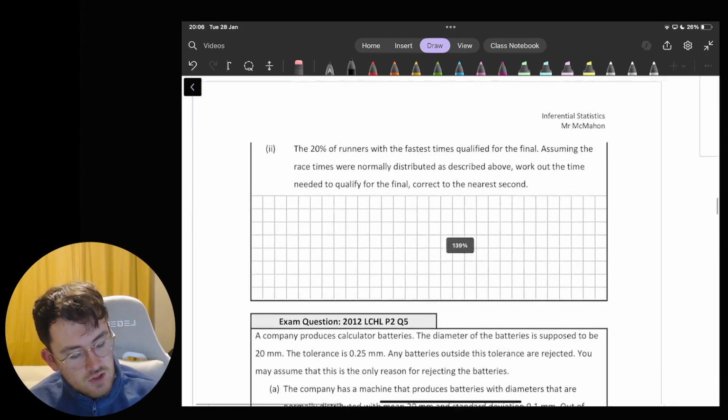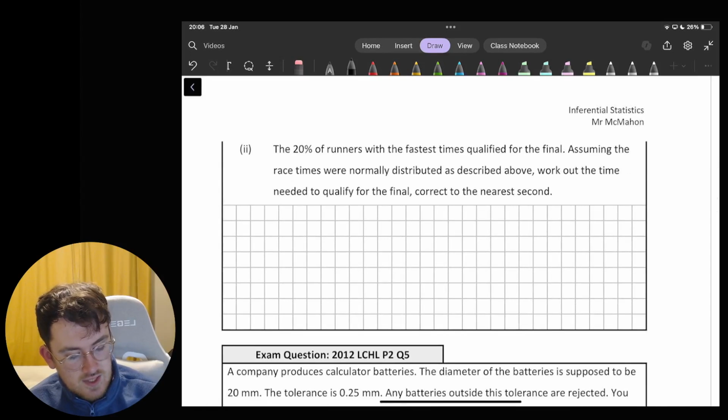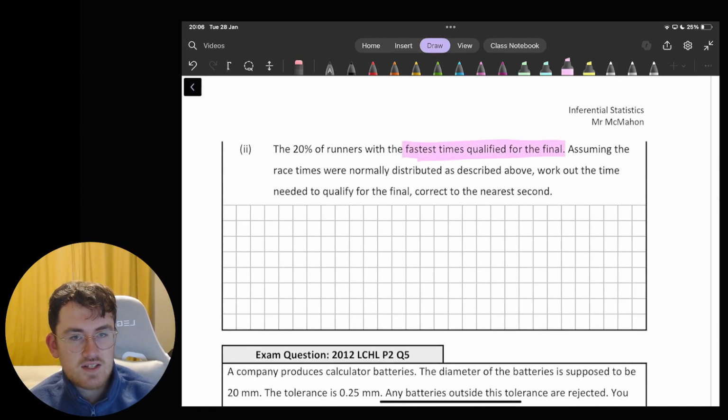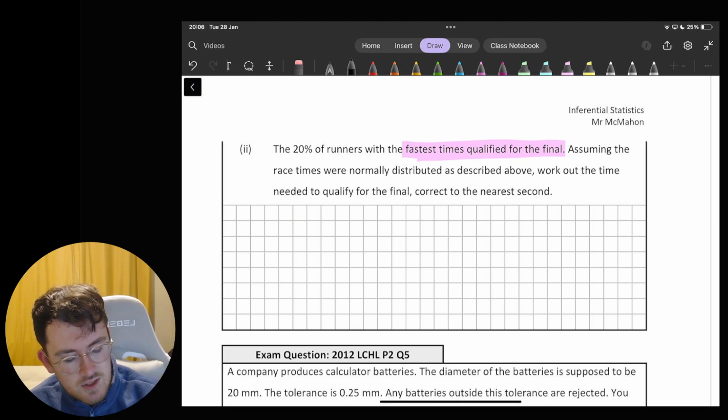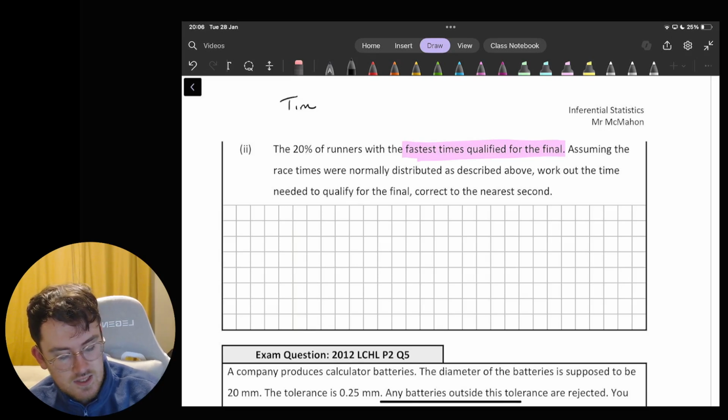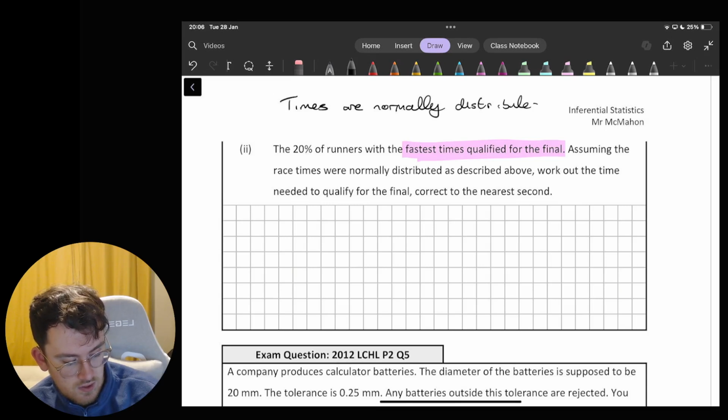The 20% of runners with the fastest times qualified for the final. Okay, this one I feel like was a bit of a trick, so we're going to highlight that straight away because that's a potential trick one there. Assuming the race times were normally distributed as above, work out the time needed to qualify for the final. Okay, so there is a little bit of a trick in this one, because if we're thinking of a race, it's the times that are normally distributed. Okay, so it's the times that we're working with here.